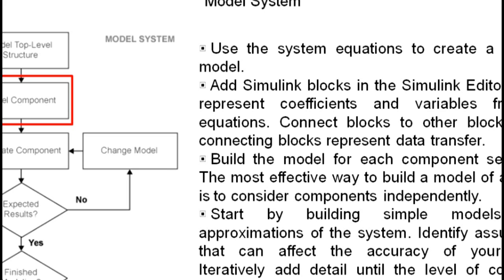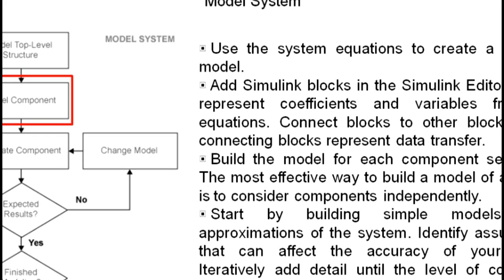After we create the top level structure for our model, we can begin to model each individual component. We use the system equations to create a Simulink block. We add the Simulink blocks in the Simulink editor. Blocks represent coefficients and variables from the equation. We connect blocks to each other, and lines connecting these blocks represent the data transfer. We build the model for each component separately.